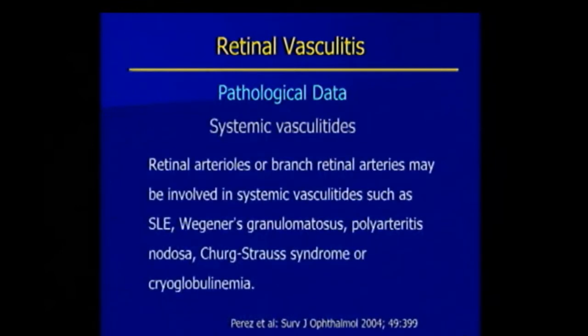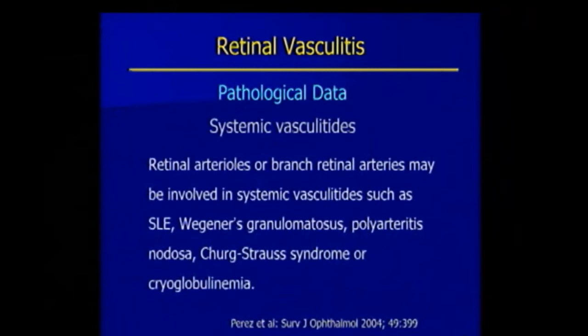Now, the situation in patients with systemic vasculitis, such as systemic lupus erythematosus, Wegener's granulomatosis, polyarteritis nodosa, Churg-Strauss syndrome, is different. That's why we call it vasculopathy. So what happened in this condition? It is not true vasculitis. It is retinal arterioles or branch retinal arteries occlusion by macrothrombosis.